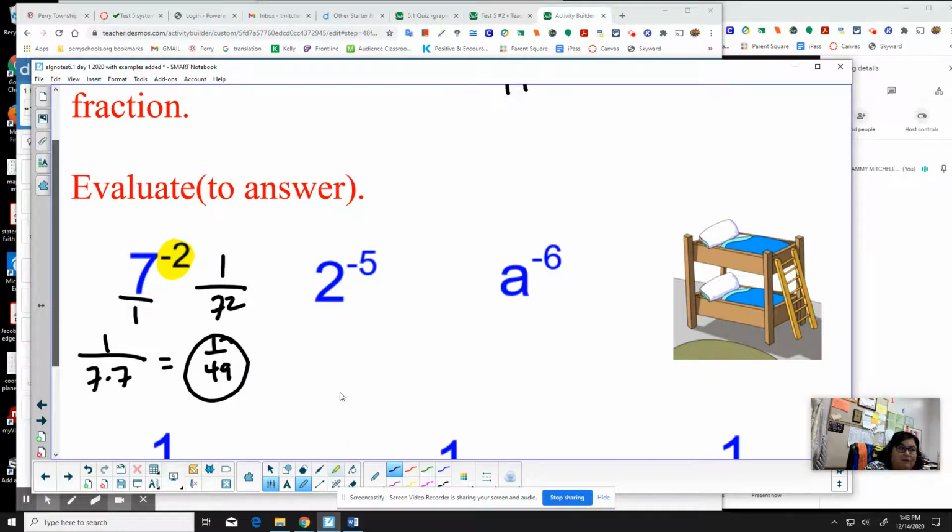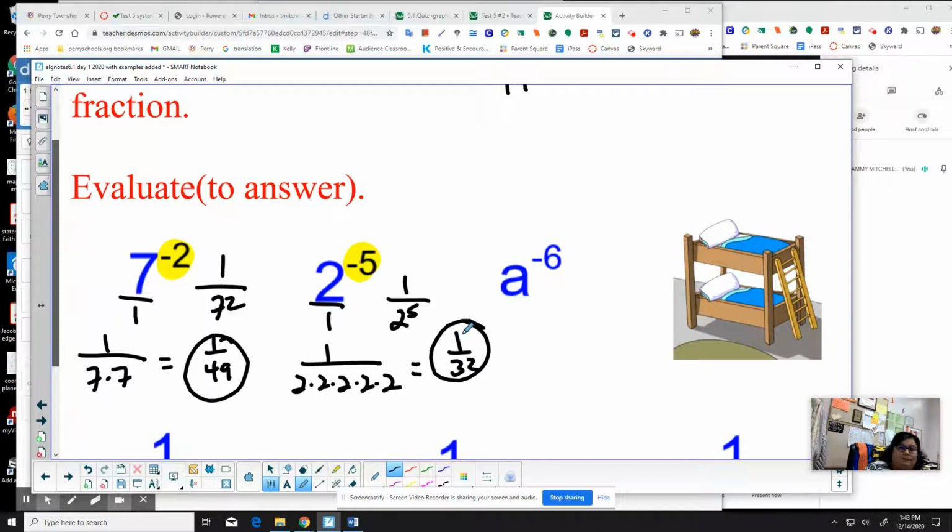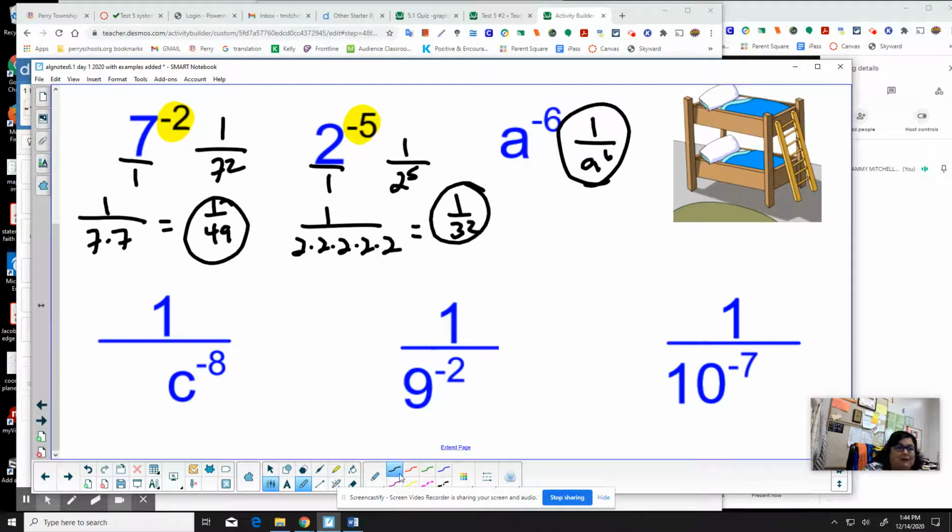Same thing here. You've got an unhappy exponent, so you move it to the bottom part of the fraction. So that's 1 over 2 times 2 times 2 times 2 times 2. So that's 1 over 32. No decimals, please. And then a to the -6, I move it to the bottom. And you can't evaluate a to the 6 because you don't know what it is. So that's your answer.